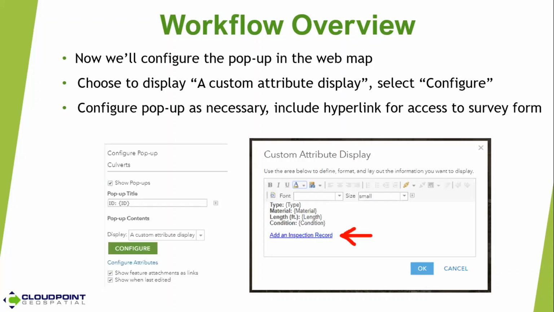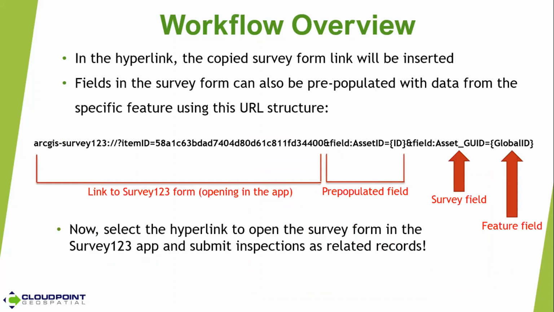But here's the most important part. Underneath that, I typed in some text. I just said, add an inspection record. And I've hyperlinked this text to open our Survey123 form. So how do we do that? What we'll want to do is select that text, click on the hyperlink option, and copy in the Survey123 form link that we copied from the Survey123 web designer view into that hyperlink.